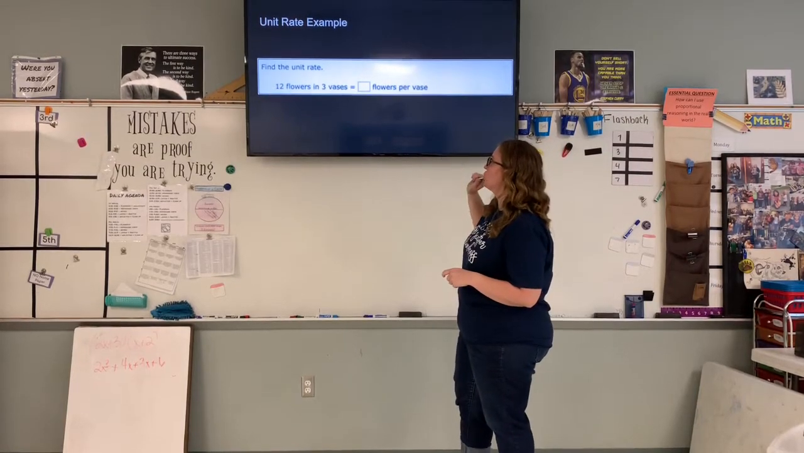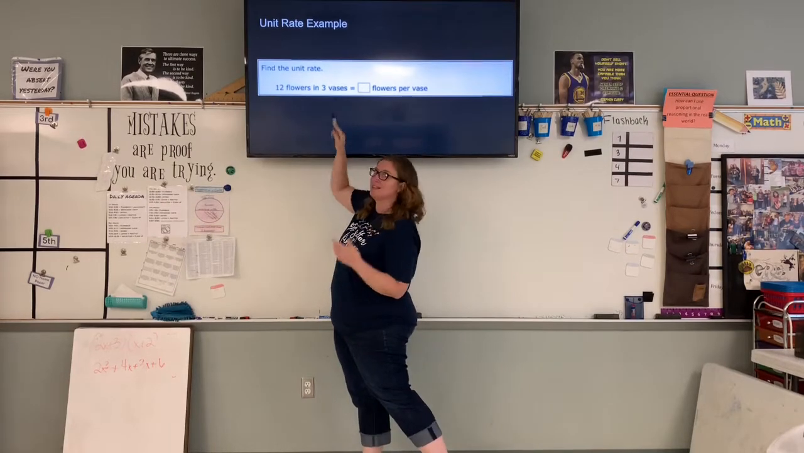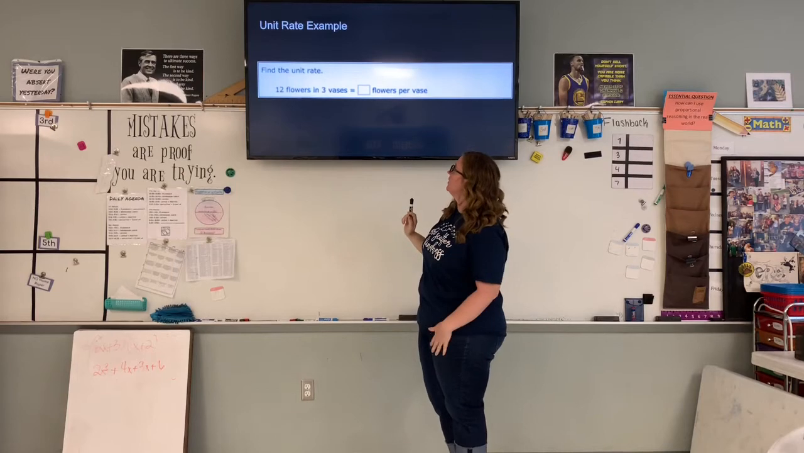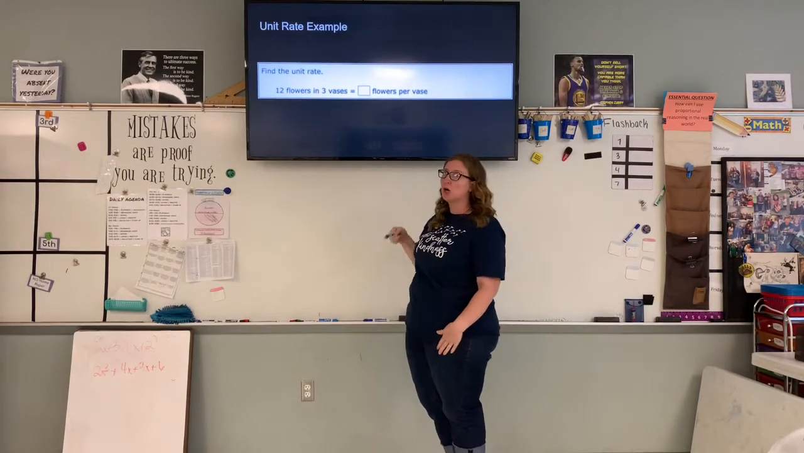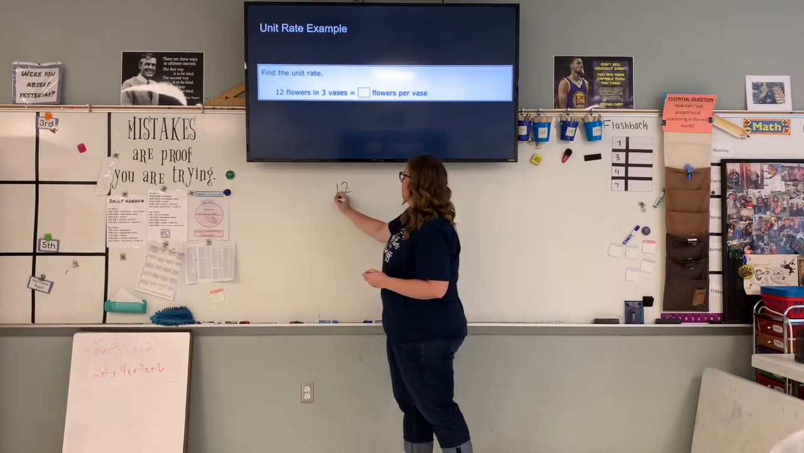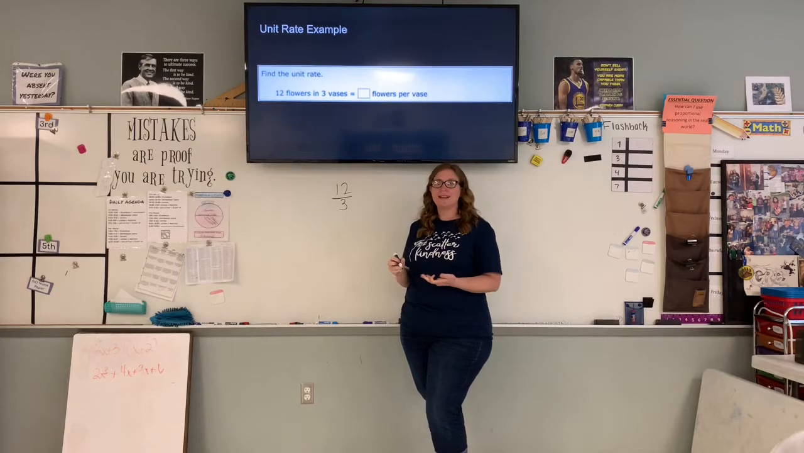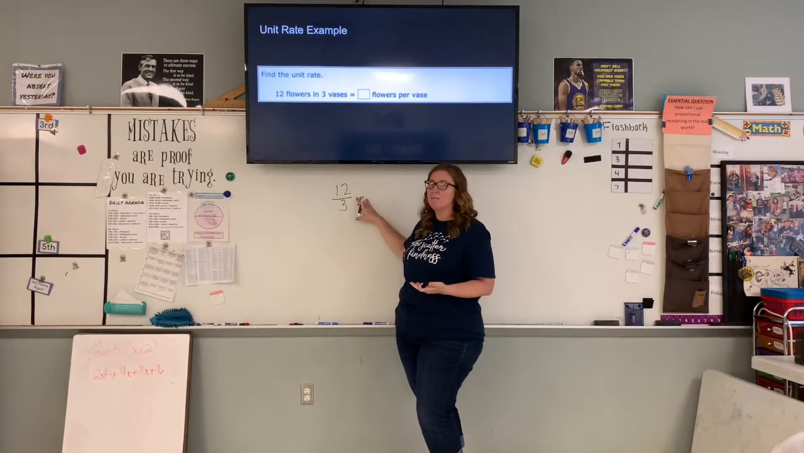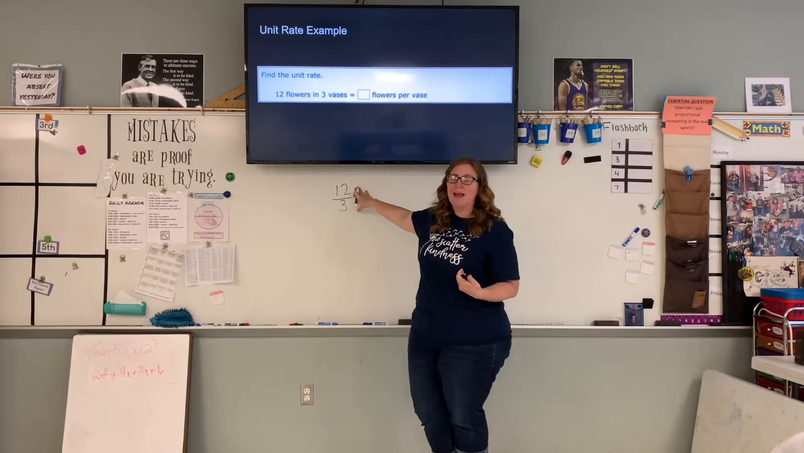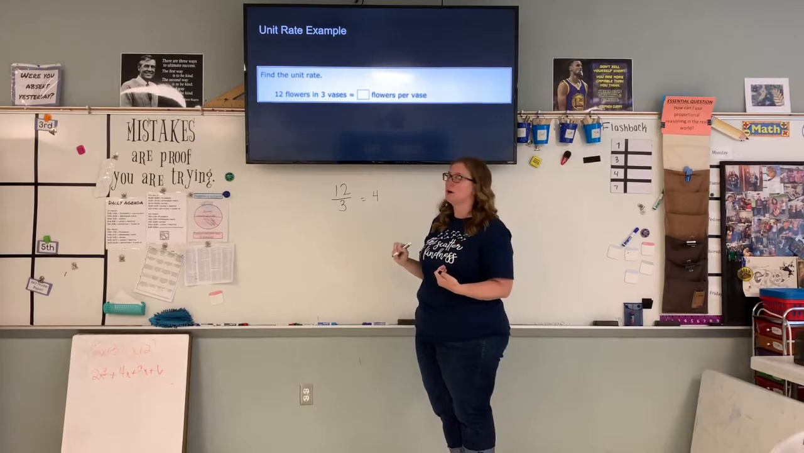Find the unit rate: 12 flowers in 3 vases. Now you see, 12 flowers, 3 vases, that's where it's a rate. We have 2 different units, flowers and vases, and we want to figure out how many flowers per vase. So we have 12 flowers, we have 3 vases. The best way to find your unit rate is by division. We're going to do 12 divided by 3. How many times will 3 go into 12? It's 4, the answer is 4. 4 flowers per vase.